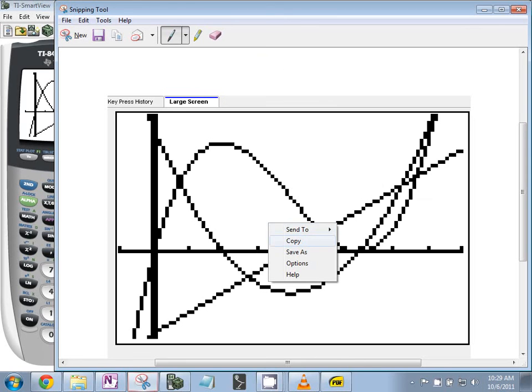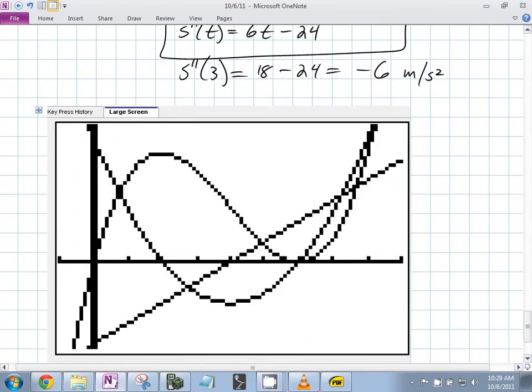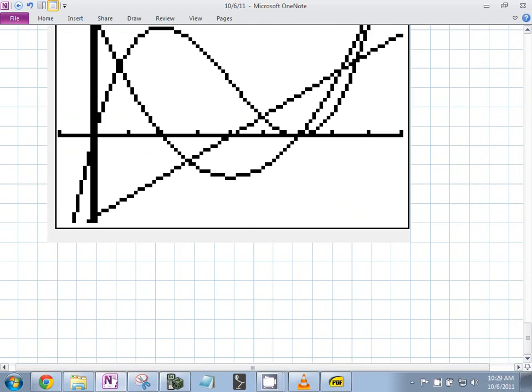When is it slowing down? A particle is speeding up when? Do you remember this? Acceleration and velocity are the same, same what? Direction. So when the magnitude of V of T, that is the speed. When the speed, when the velocity and acceleration are in the same direction, what does that mean? They have the same what? The same sign, right?